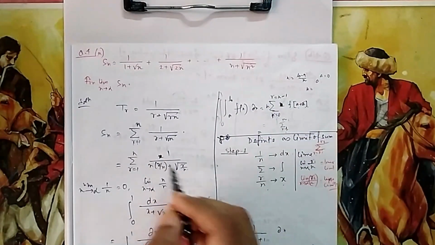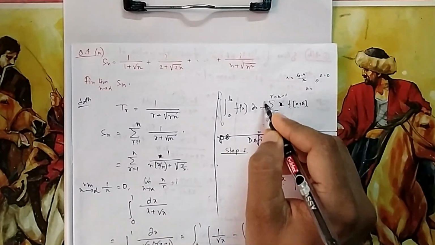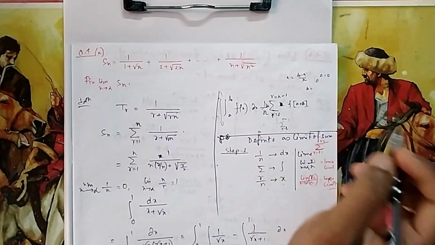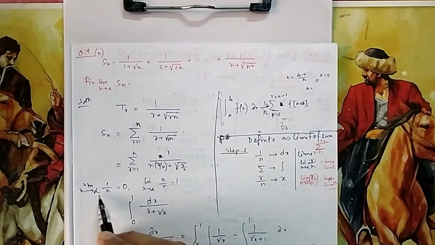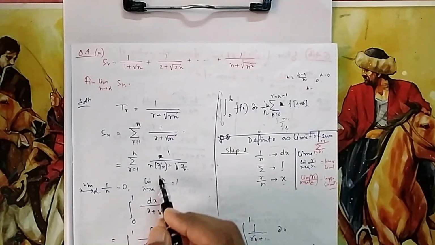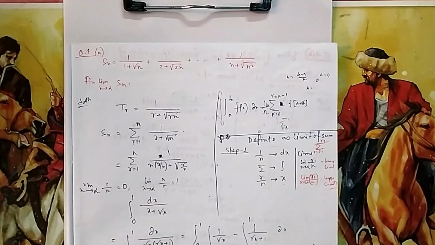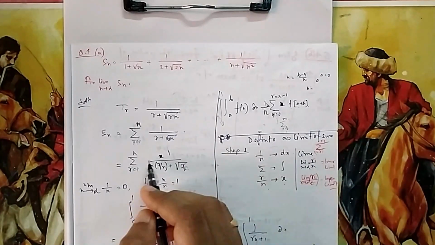So for introducing this one, you have to take n common also, because 1 by n should also come, because h is nothing but 1 by n, b minus a over n, where b and a we generally take as 0 and 1, that was the standard integral. So if you take 1 by n, the limit n tends to infinity, 1 by n outside, and you can take this n outside because I have taken n common.